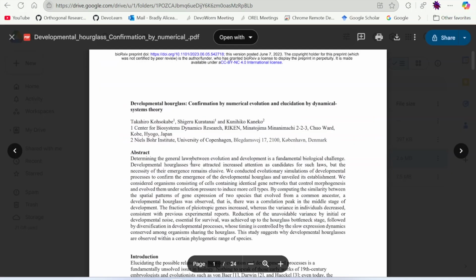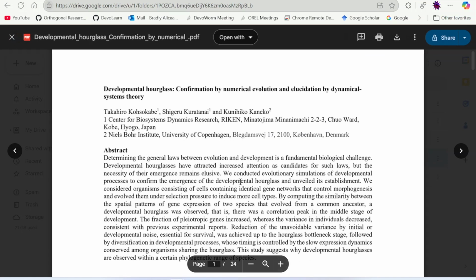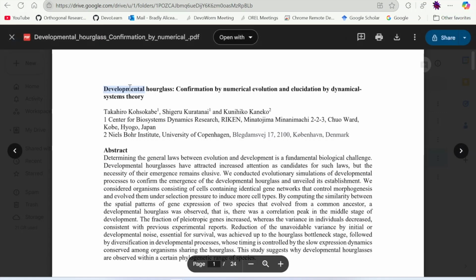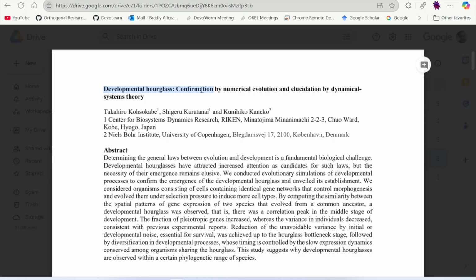This next paper is something from the bioRxiv. This is an older paper, but it's something that I found in kind of researching things. And this is talking about the developmental hourglass. This is an idea that goes back in developmental biology and in Devo to this notion of there being a sort of a phylotypic stage of development.